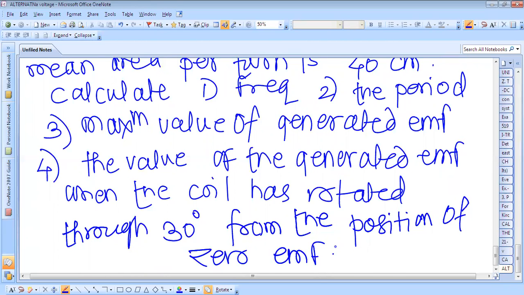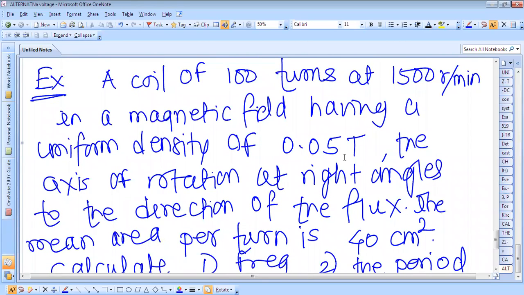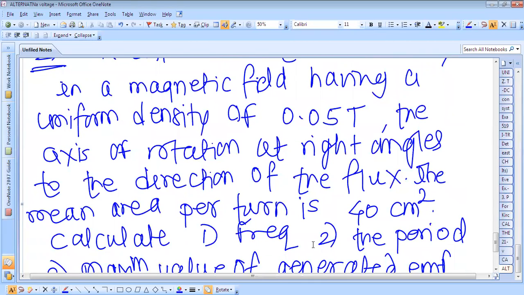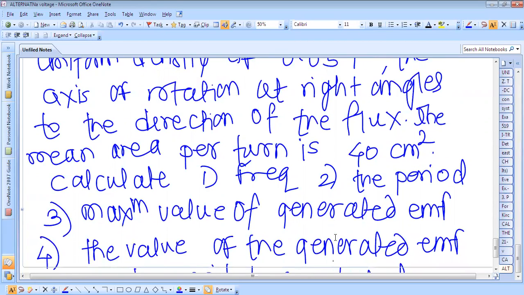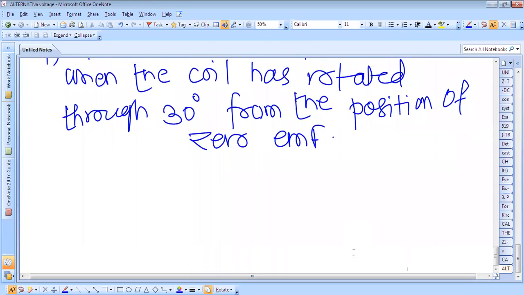Okay, so we'll consider this example. Now see, the coil of 100 turns at 1500 revolutions per minute in a magnetic field having a uniform density. Density means it is the flux density. It is given as 0.05 Tesla. The axis of rotation is at right angles to the direction of the flux. The mean area per turn is 40 centimeter square. Calculate the frequency.